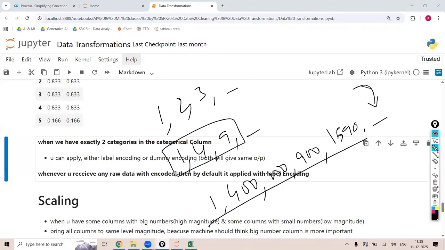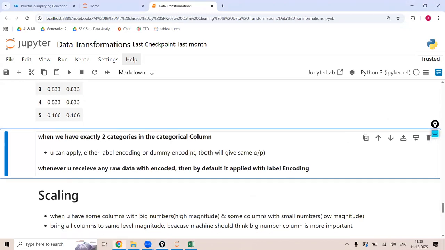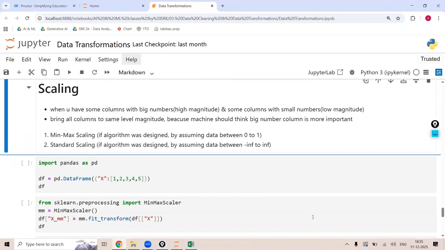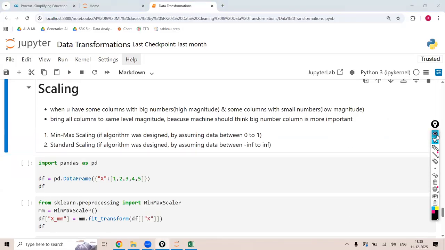Point is clear, guys? Now, next, coming to the next concept, it is called scaling. Encoding is completed. Four types of encoding: nominal, ordinal, label, and followed by probability. Four of them are completed. Probability encoding means nothing but percentage encoding. Both are the same.